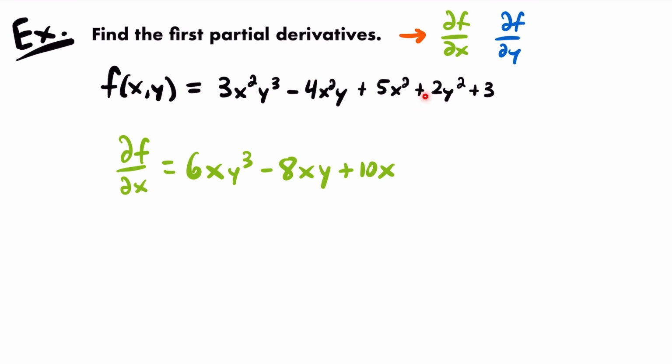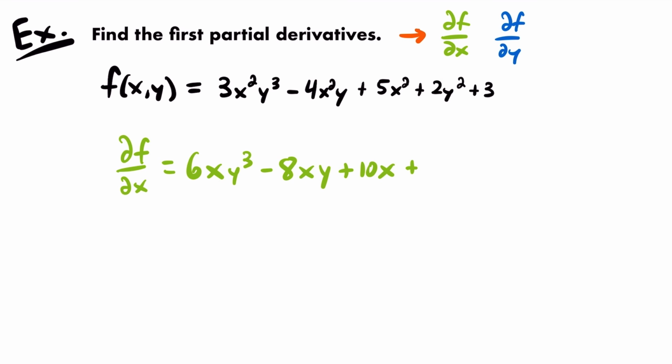And then moving on to the next term, what do we do here? We have 2y squared. Well, remember what we're doing. We're taking a partial derivative with respect to x, and there's no x's here, which means that this entire term is a constant term, right? We're treating y as a constant, so this whole term is constant, and the derivative of a constant is 0.